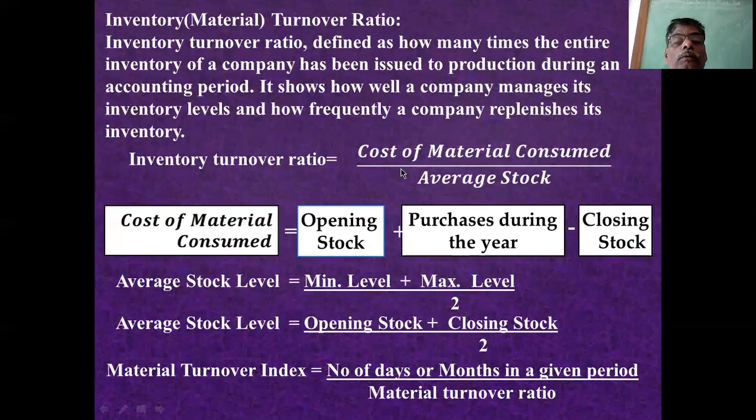This is calculated on the basis of cost of material consumed, the total consumption of your production department. It may be monthly or yearly, based on the period you have to take. If the information is per annum, you consider one year. If the information is monthly, you do a monthly calculation. So you take the cost of material consumed by the production department in a given period and divide by the average stock. Material turnover ratio is equal to cost of material consumed divided by average stock.